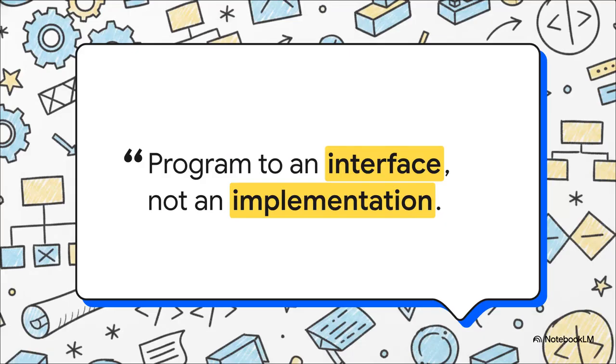And here's the second golden rule, which is an absolute game changer for writing flexible code. It sounds a little academic, but what it really means is this. Your code should depend on abstract concepts, or contracts, what we call interfaces, not on specific, concrete details. This makes your code way less brittle and way more adaptable.